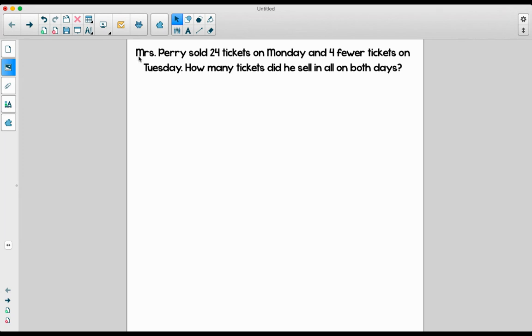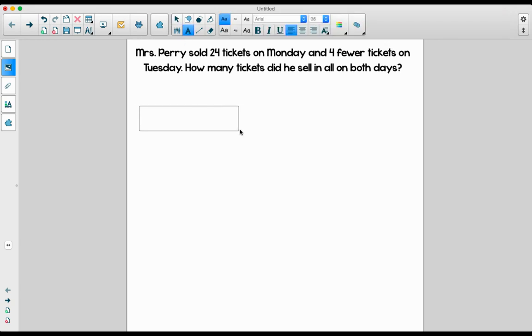So we know that Mrs. Perry sold 24 tickets on Monday, and then it says she sold 4 fewer tickets on Tuesday. That doesn't mean she sold 4 tickets on Tuesday. It means she sold 4 fewer on Tuesday.